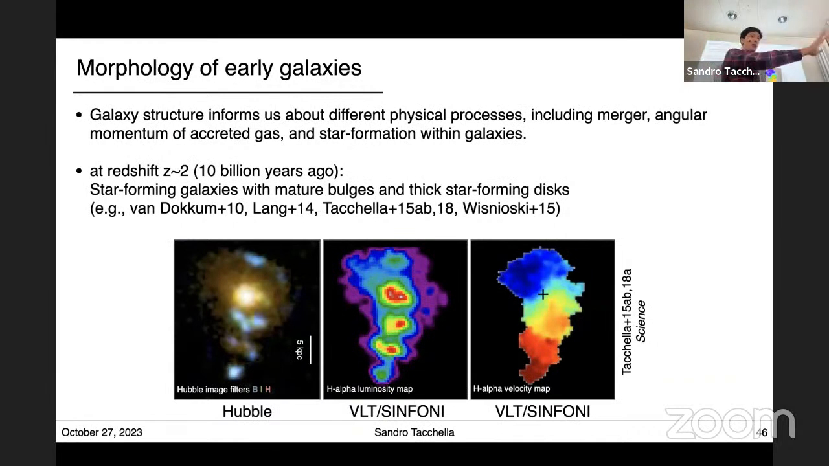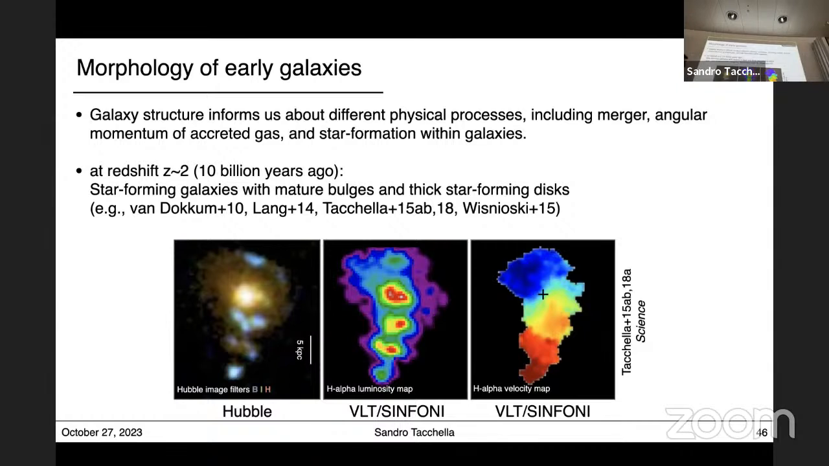Okay, so let me move on to the morphology in the last 5 minutes. Again, the structure of galaxies is shaped by a wide range of different processes, including mergers and the angular momentum of the accreted gas. And so it's important to understand how galaxies look at the earliest cosmic times as well.